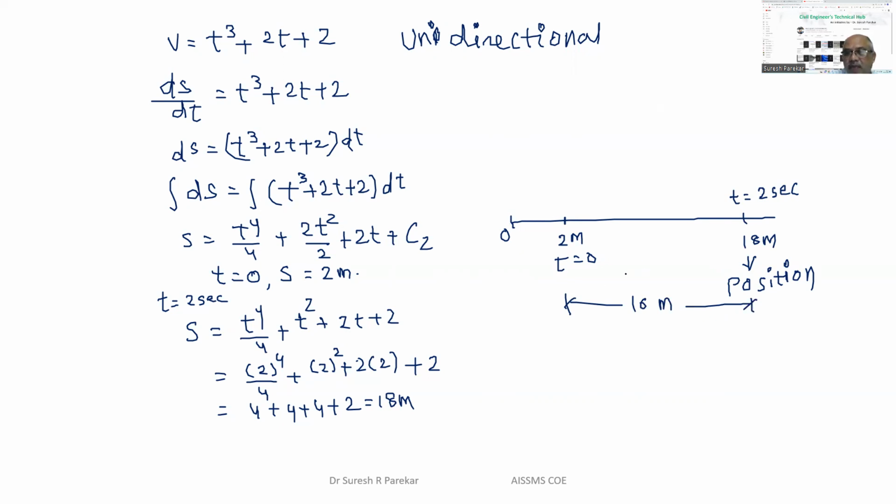As it is not from origin, so all three are not same. I mention it, but it is not same. But in unidirectional, it is always your distance and displacement same. Distance and displacement same. Then position is same if it starts from origin, and this is not starting from origin, and therefore we have position and distance displacement a little different.